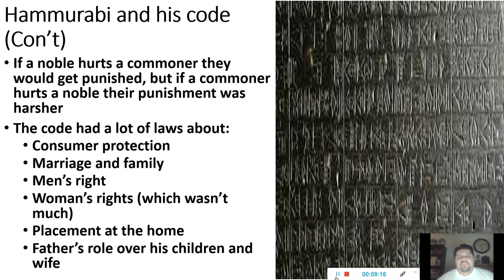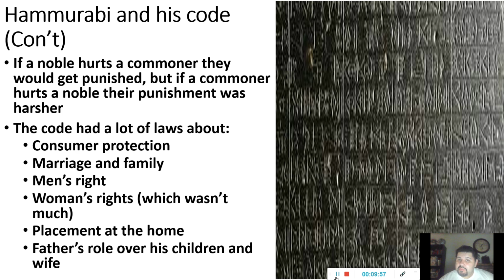Now, the code had laws about several things. Consumer protection. They try to protect the buyers from people selling crooked things, bad things, stuff like that. They had laws about marriage and family. What do you do? When are you supposed to marry? Things like that. Men's rights, of course, they mentioned that. Women's rights. This was something unique because there was mention of women's rights. Now, granted, it wasn't full on, full equality between men and women. It wasn't. But the first laws of the world mention women.